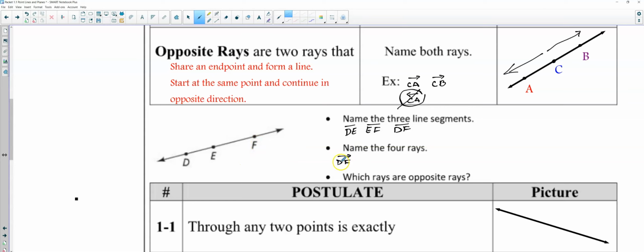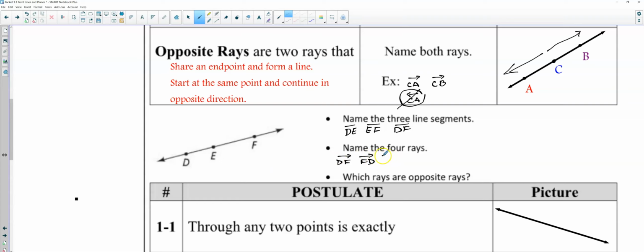It says name 4 rays. If I would write now ray DE, it would still be the same, right? So now I could go to the opposite and say, well, ray FD. Notice ray FD starts at F and it goes in the direction of D and it keeps going past D forever. It's infinite. Okay, the other two rays are the opposite rays, which will be ED and EF.